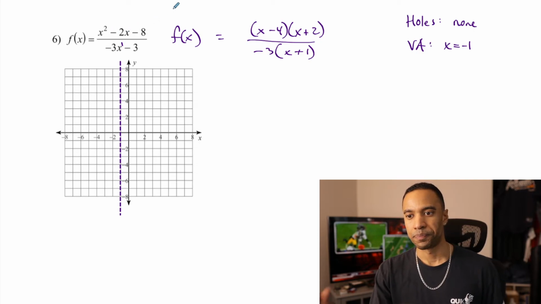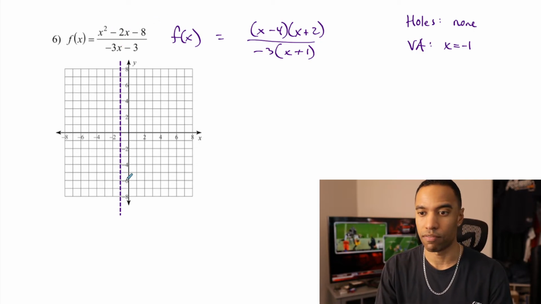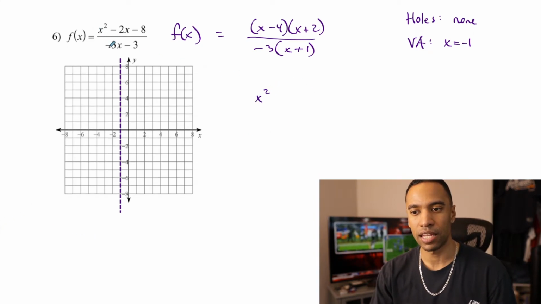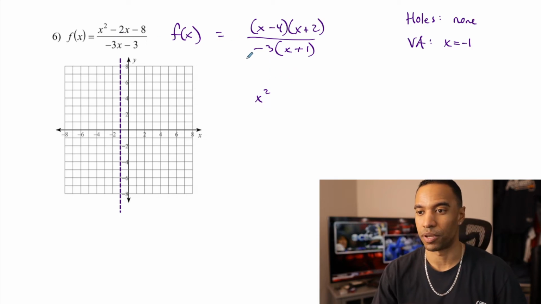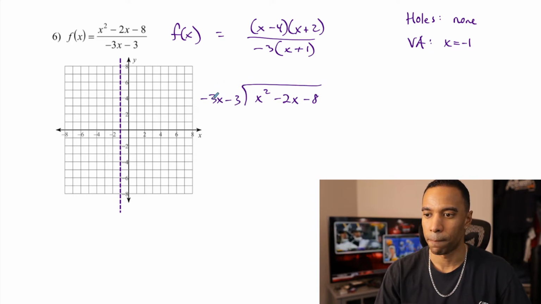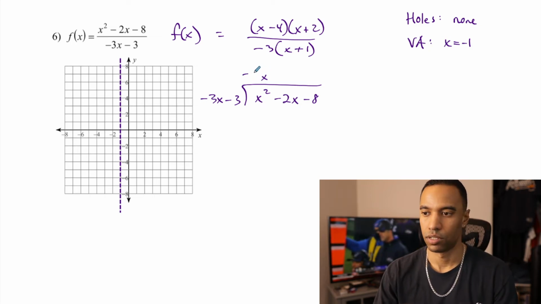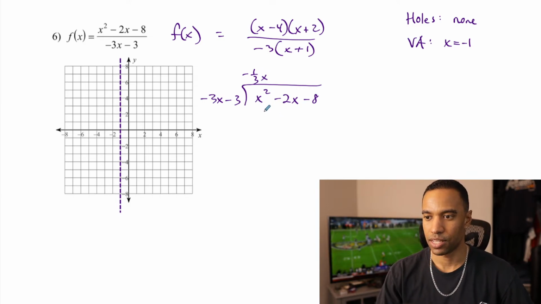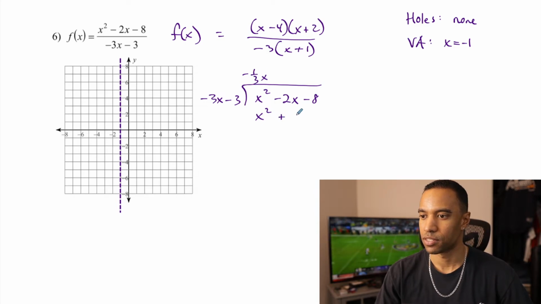Let's do long division to figure out what the equation of that line is going to be. So I'm going to take x squared minus 2x minus 8, all divided by -3x minus 3. -3x goes into x squared x times... -3 goes into 1, -1/3, whoops, -1/3 times. -3x times -1/3 x is indeed x squared. -3 times -1/3 x is positive x.